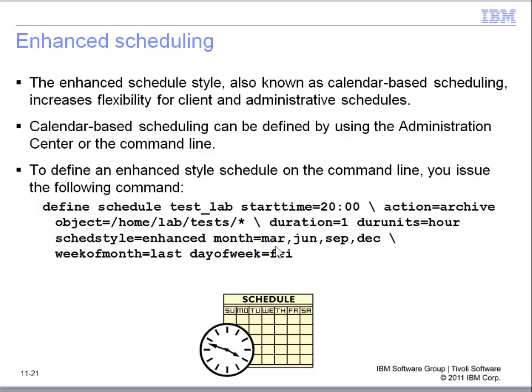Here's an example of using the command line to define an enhanced schedule, also known as calendar-based scheduling. In this example, we're going to do an archive of the home lab tests directory, and we're scheduling it to run the last Friday of the last week of March, June, September, and December, so every quarter.